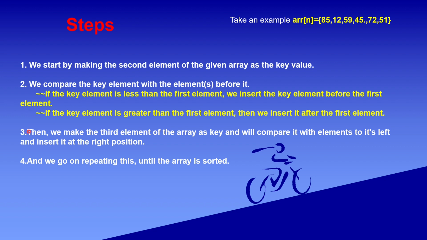So the third step is, we make the third element of the array the key and we compare it with elements to its left and insert it in the right position. It means we have to take the 59 and apply the same operation again. And the fourth step is, we go on repeating this until the array is sorted. Now I take an example so that it will be clear.